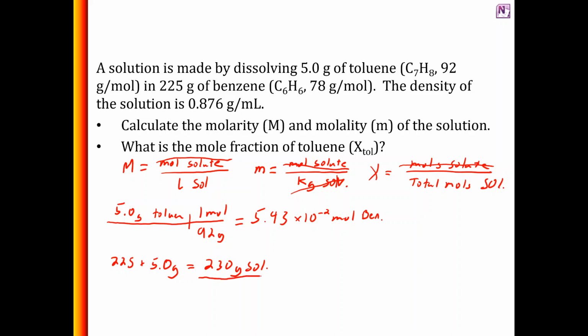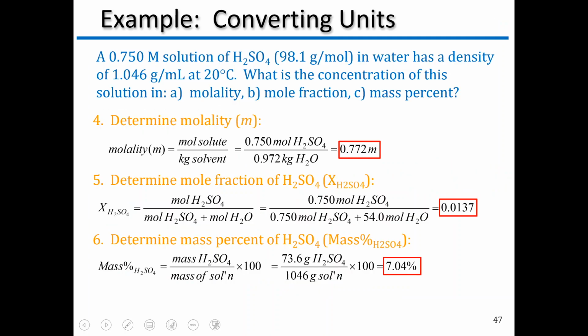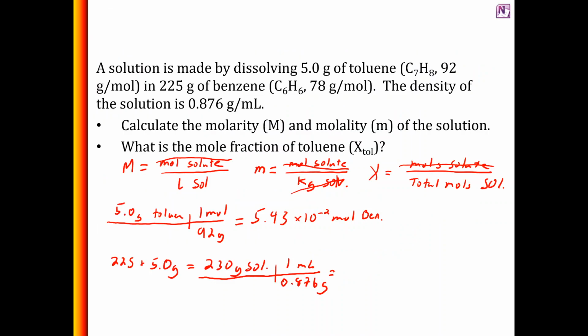So we'll use our density to go from 230 grams to volume. So there's 0.876 grams per milliliter in this solution. So we're going to say for every 1 mL, there's 0.876 grams, and that will give us our volume in milliliters. So this gives us 262.56 milliliters. So we'll have to convert that to liters whenever we want to use it.